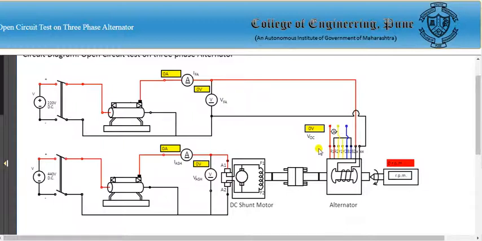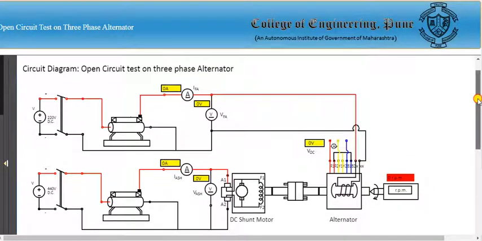So today's practical is open circuit test on three-phase alternator. You can see here, this is the simulation diagram of open circuit test on three-phase alternator, and the circuit diagram is given. We have to connect as per the procedure, as per the instructions.